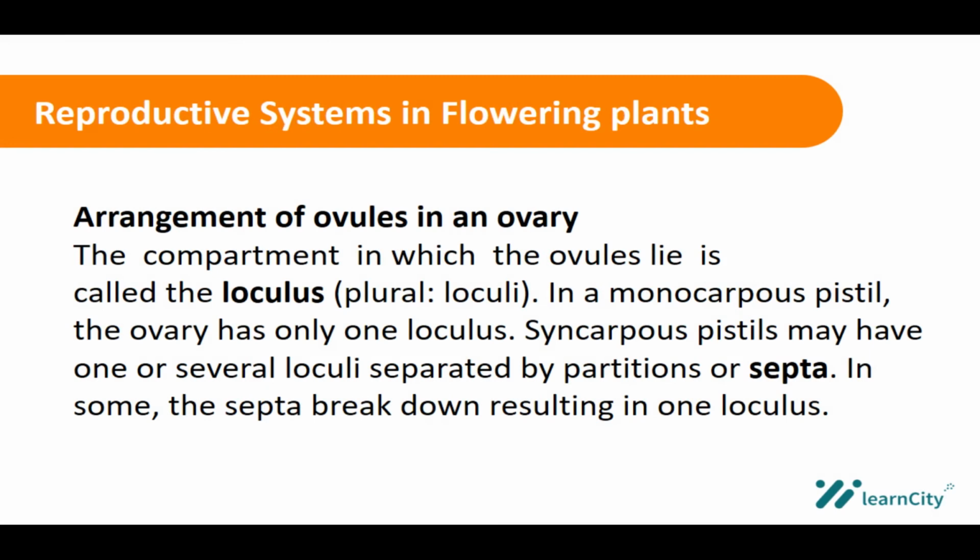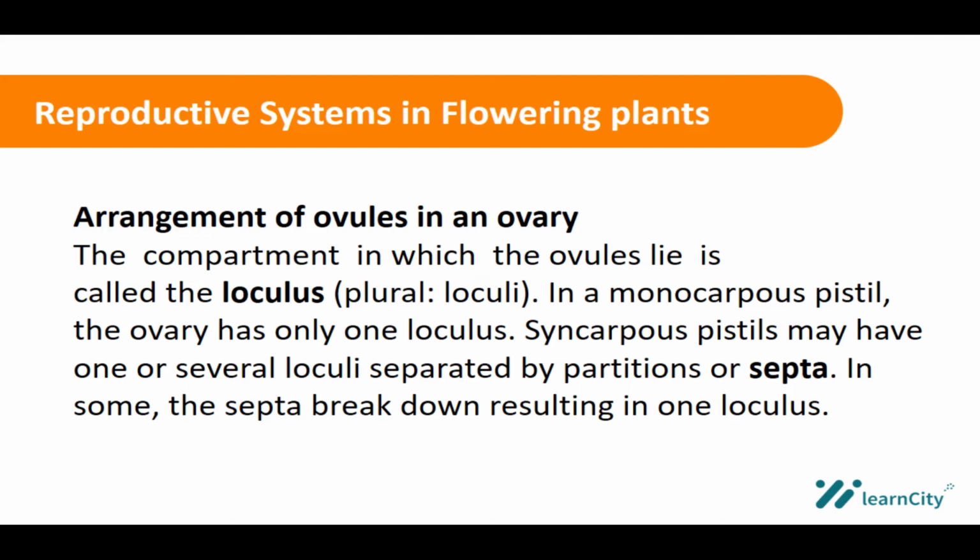So those are the types of placentation we have, or those are the different types of arrangement of ovules in an ovary of a flower. Now, still talking about the arrangement of ovules in an ovary, the compartment where the ovules lie is called the loculus, and the plural of that is loculi. Now, in a monocarpous pistil, the ovary has only one loculus, while syncarpous pistils may have one or several loculi separated by partitions called septa.